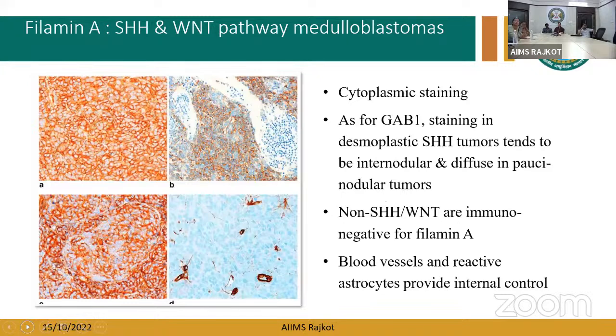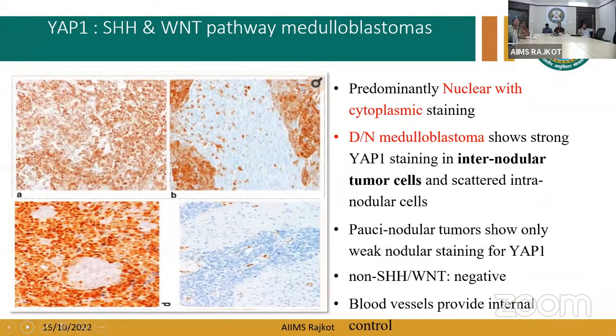Now, filamin A will have a cytoplasmic staining similar to the GAB1, and this will also be negative in non-SHH, non-WNT type of medulloblastoma. YAP1 has a predominantly nuclear along with cytoplasmic staining. Desmoplastic nodular will show a strong YAP1 staining in the internodular tumor cells.